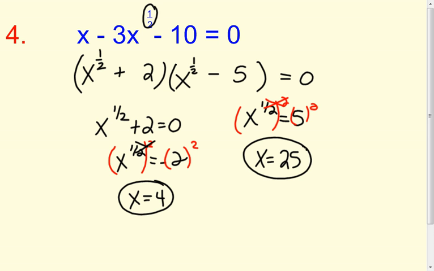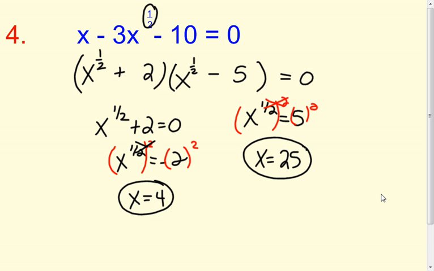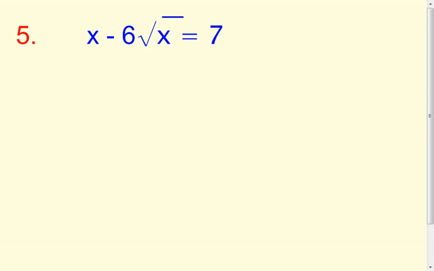And again, I want you to plug these in and check them. Okay, and I'm going to check 25 this time. So all I'm going to do is go to my calculator. I'm going to plug 25 in. Okay, so my question is, does 25 minus 3 times 25 to the 1/2 power minus 10 equal 0? And it does. Okay, so I'm good, but check them, and I will tell you that these both check in this case.